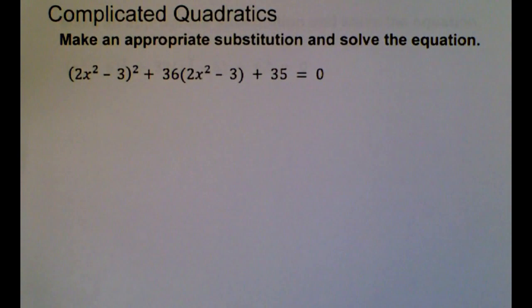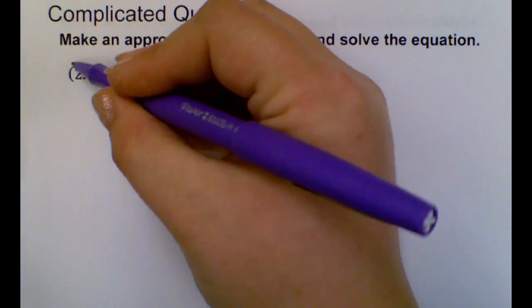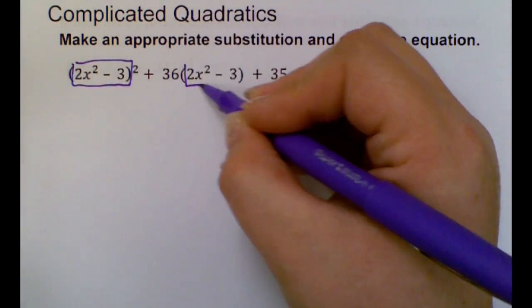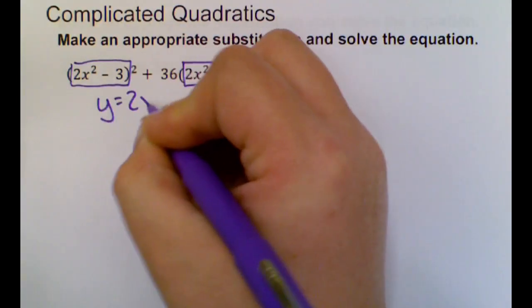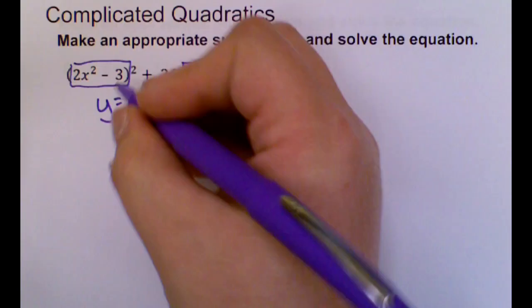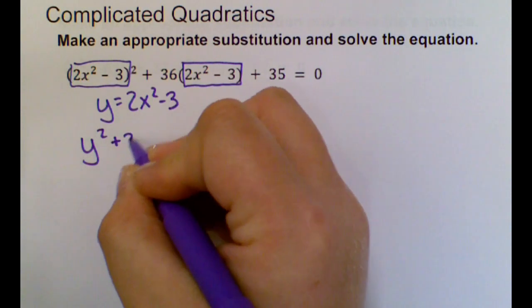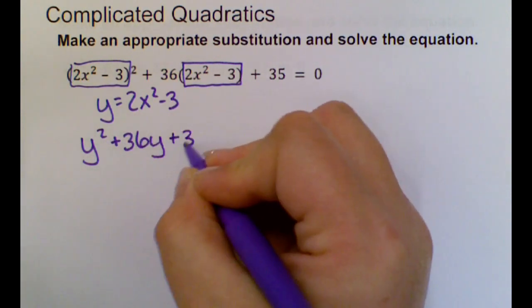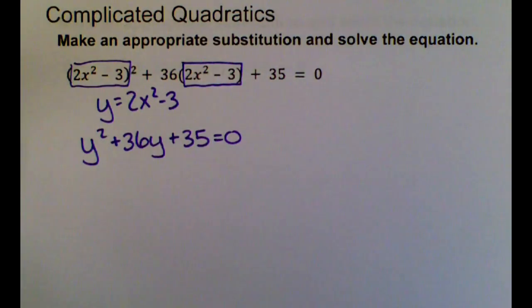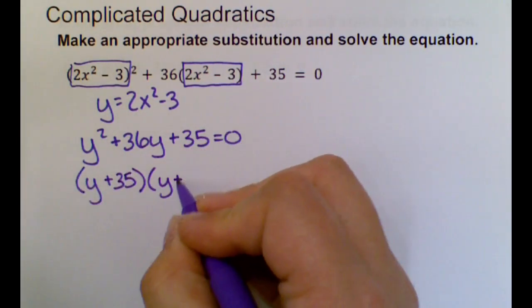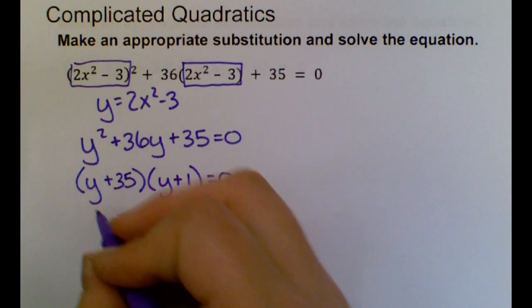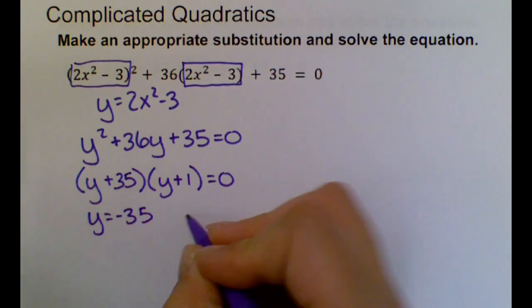And now some more complicated quadratics, just when you were getting used to it, right? So we're going to make an appropriate substitution to solve. If you look here, I have something squared plus 36 times something plus 35. If I say y equals 2x squared minus 3, I can substitute and call this y squared plus 36y plus 35 equals 0. Then I can factor it. I can say y plus 35, y plus 1. And I solve those, I get y equals negative 35 and y equals negative 1.